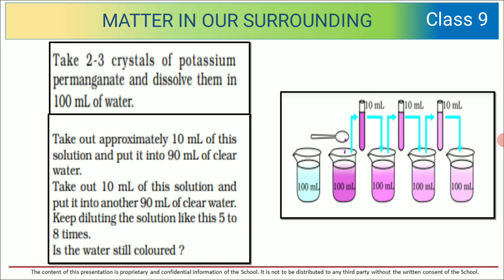Here on the screen you can see that there are 5 beakers kept, and in the 5 beakers you can see different color shades. There is no chance that you will get a transparent solution again, because a few particles of potassium permanganate will always be there while diluting it.